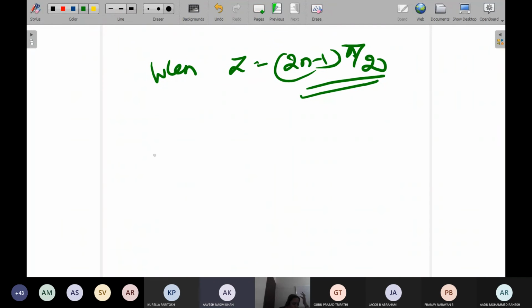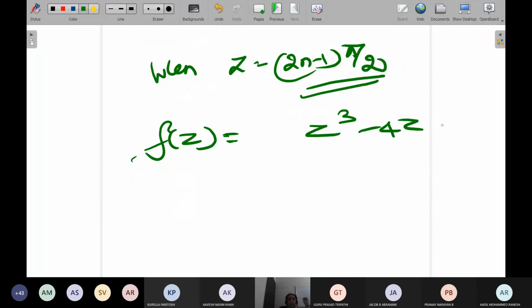One more function, we'll wind up the class with that. f of z is equal to z cube minus 4z minus 1. I will call again. z cube minus 4z minus 1.